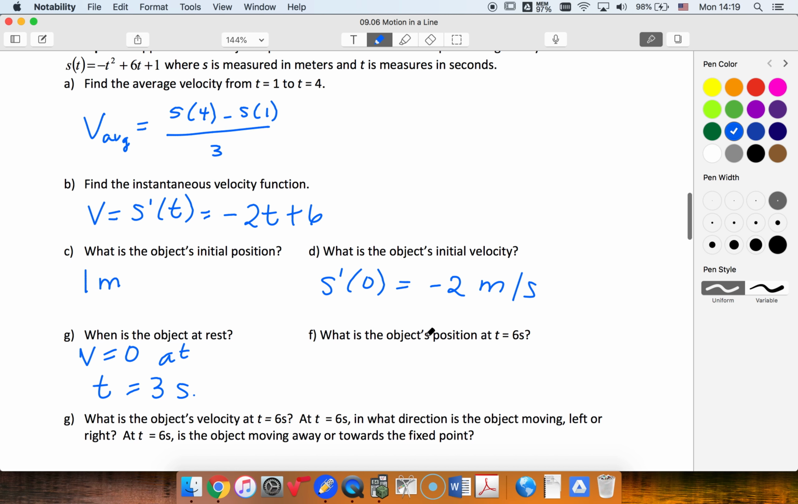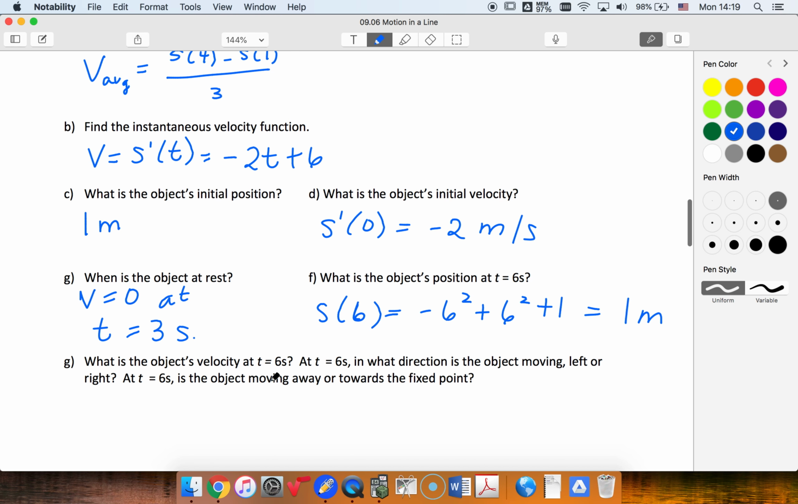What is the object's position at 6 seconds? So that's plugging into my displacement function. So I'll have negative 6 squared plus 6 times 6 plus 1. So I'm back at my starting position at 1 meter away from some fixed point.